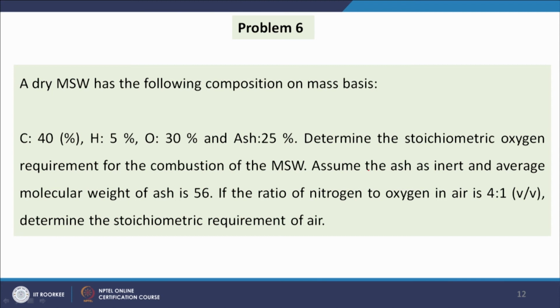The statement is, a dry MSW has the following composition on mass basis: carbon 40%, hydrogen 5%, oxygen 30%, ash 25%. Determine the stoichiometric oxygen requirement for the combustion of the MSW. Assume the ash as inert and average molecular weight of ash is 56. If the ratio of nitrogen to oxygen in air is 4:1, volume by volume ratio, determine the stoichiometric requirement of air. So, this problem is basically related to the incineration of MSW. So, we have to calculate the stoichiometric requirement of air.